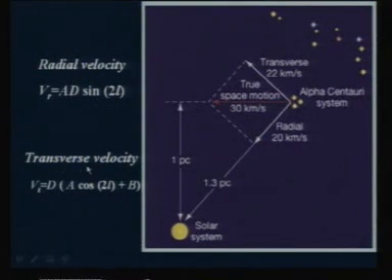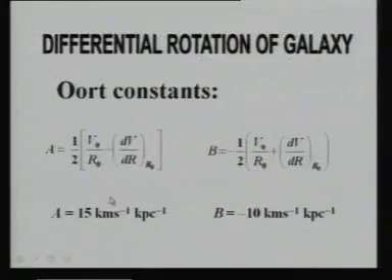And the transverse velocity is V_t, once again equal to distance into this constant A cos 2L and another constant B. These A and B are the two constants called the Oort's constants in memory of the great astronomer Oort, who discovered rotation of the galaxy. And the value of A accepted by all astronomers today is 15 kilometers per second per kiloparsec, and B is minus 10 kilometers per second per kiloparsec.